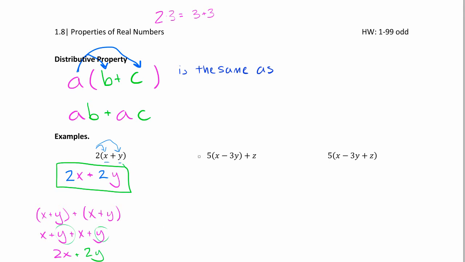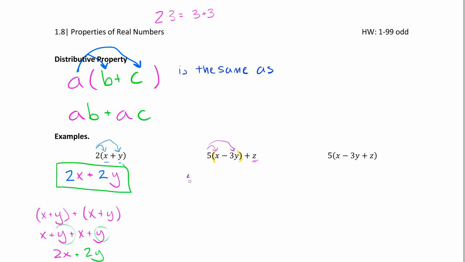But something like this, I don't want to write x minus 3y plus x minus 3y plus it 5 times because that would take forever. So the distributive property is sort of a shortcut for that. In this case, the 5 is going to distribute to that, it's going to distribute to that. It does not go to the z because the z is not inside the parentheses. It's only going to distribute to the things inside the parentheses that it is next to. So these parentheses limit how far that 5 can go.